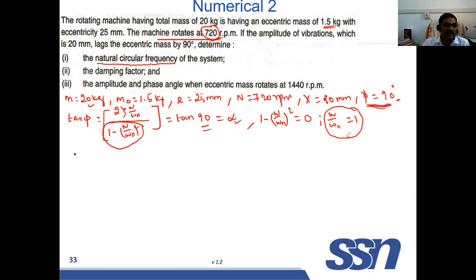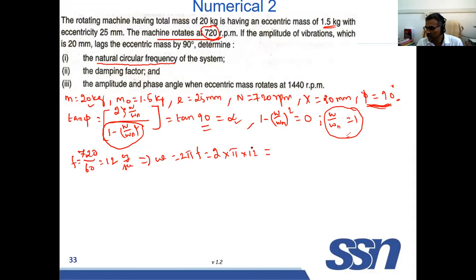So 720 is the rpm. Divided by 60, that is equal to the frequency, that is cycles per second, revolutions per second. So this is f. From this, if you want to find omega, that is 2 pi into f. That is equal to 2 into pi into 12, which is equal to 75.39.